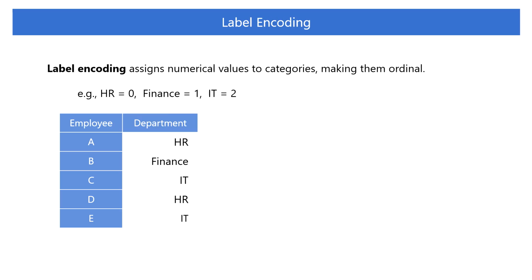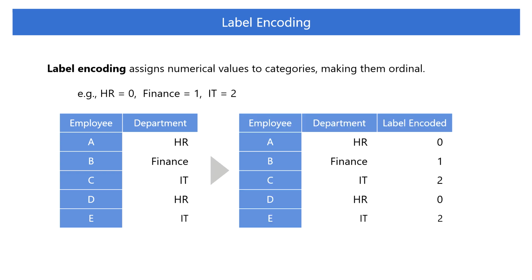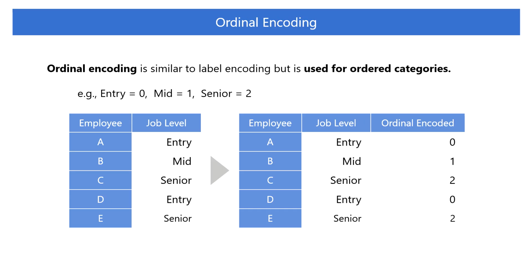Let's go on to label encoding. Label encoding assigns numerical values to categories, making them ordinal. Let's apply label encoding to the employee dataset we used in the previous slide. Here, we assign 0 to HR, 1 to Finance, and 2 to IT. Ordinal encoding is similar to label encoding, but is used for ordered categories. Here, higher values correspond to higher job levels, making this encoding valid.